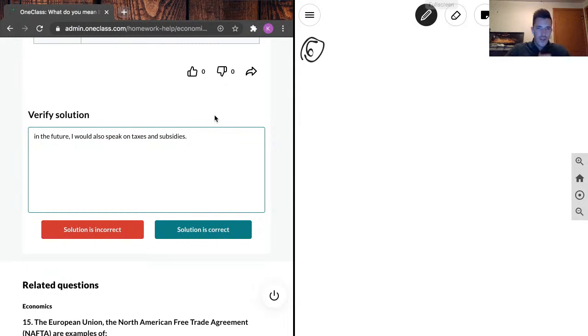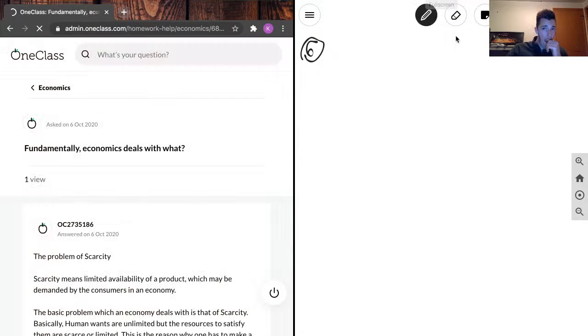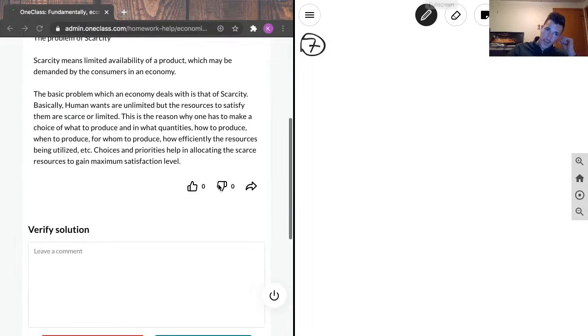I'm going to give our junior tutor the benefit of the doubt and call it correct. With that, we can move on to question 7. Fundamentally, economics deals with what? I don't even need to look at the junior tutor to know that they're going to mention scarcity.